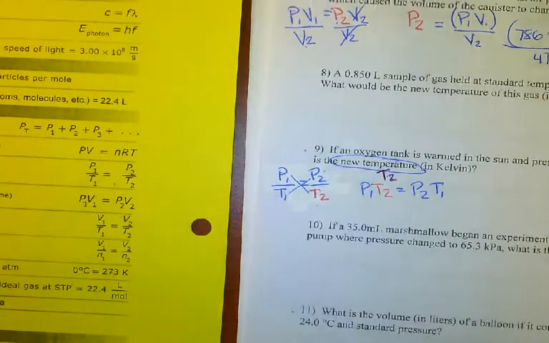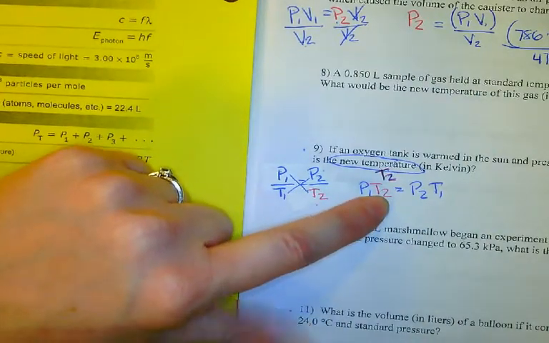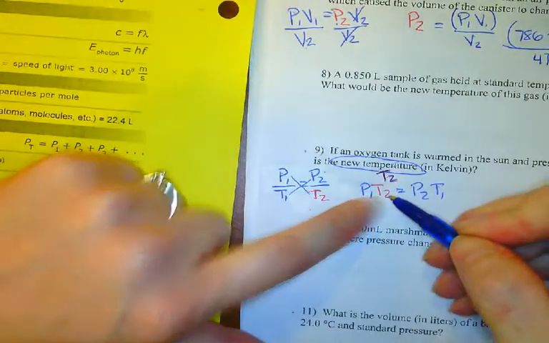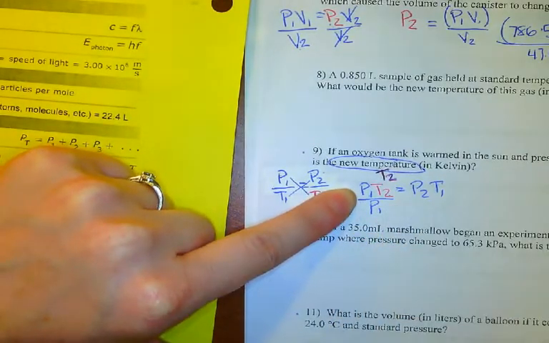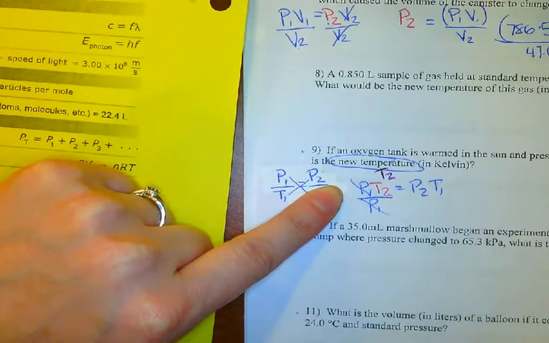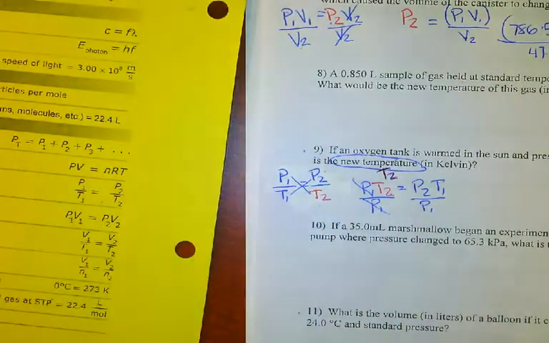And I'm still not done. I have to do some more algebra because my T2, my red one, is still not alone. So instead of T2 times P1, I need to unmultiply, which means divide. If I multiply and divide both of those, then I get T2 alone. But I have to do it over here too. So there is my equation. And I can plug in numbers.